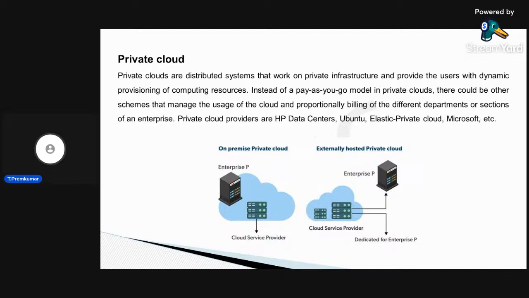Coming to the below part, the diagram shows the private cloud where you have two different premises. One is the P premises and the other one is the P externally hosted private cloud. But all of these are handled as dedicated for enterprise P.